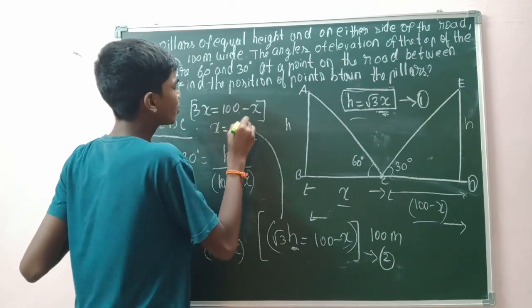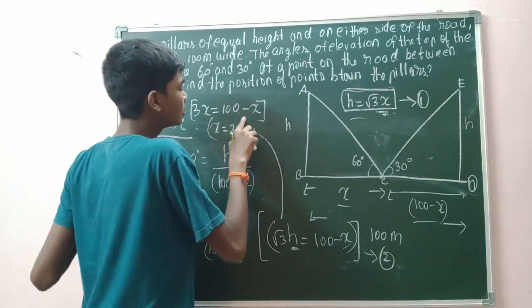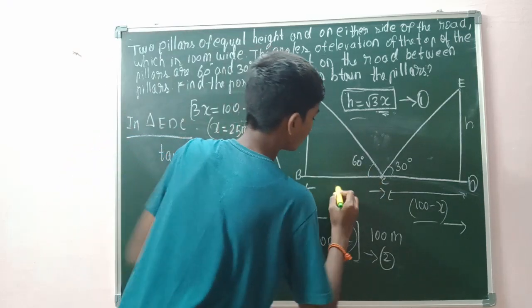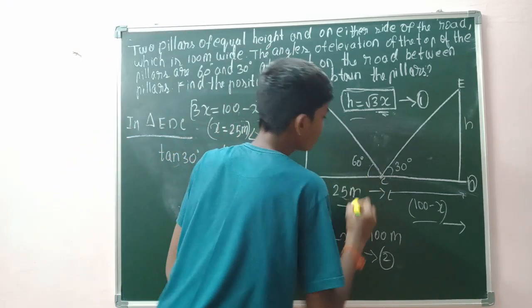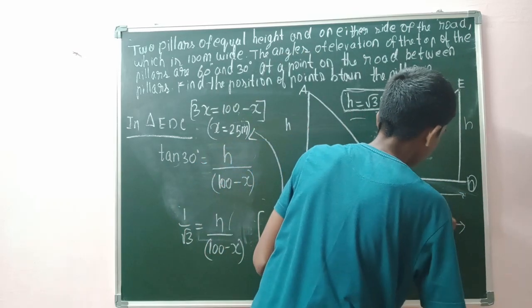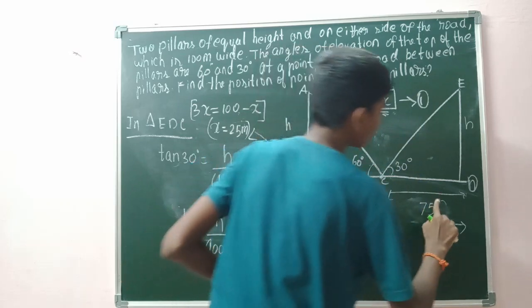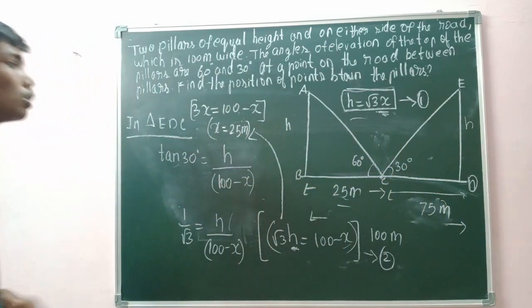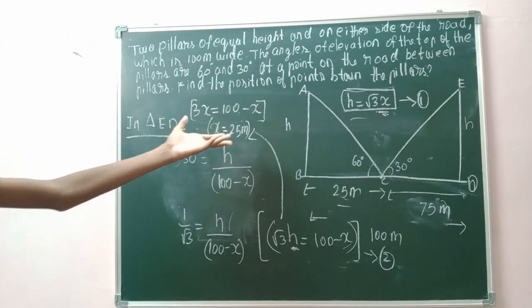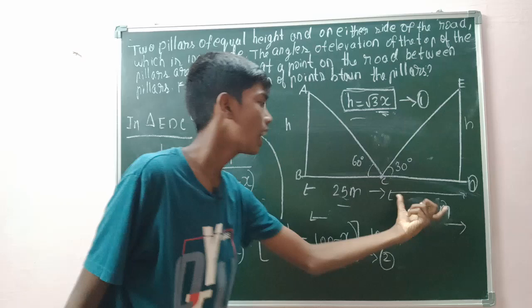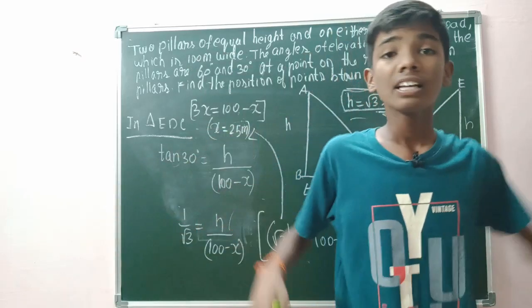Just solve it out, very simple. That is x is equal to 25 meters, so this distance is 25 meters. Then what will this distance be? This will be 100 minus x, which is 100 minus 25, that is 75 meters. That's not degrees, people, sorry, 75 meters. So 3x equals 100 minus x means x is equal to 25 meters. This is x, so this is 25, and this is 100 minus x, so this is 75. That's all for this question.